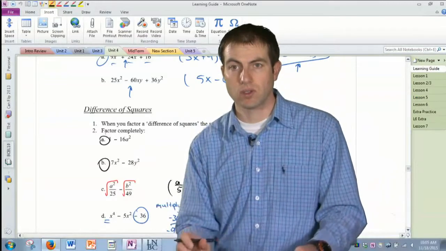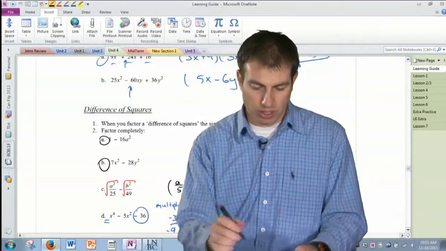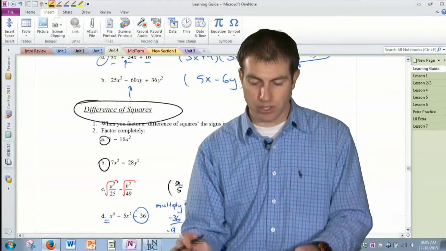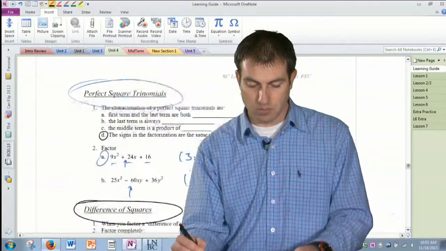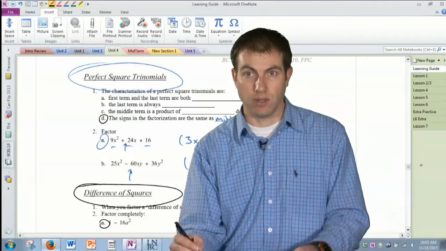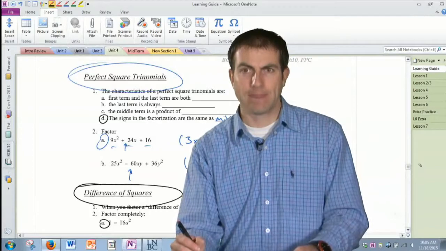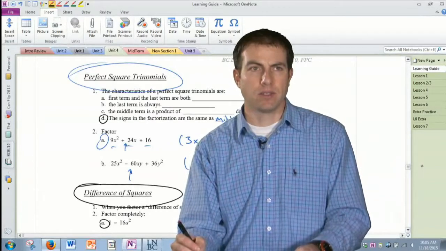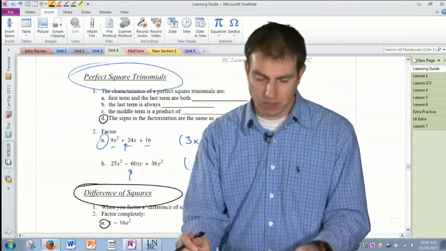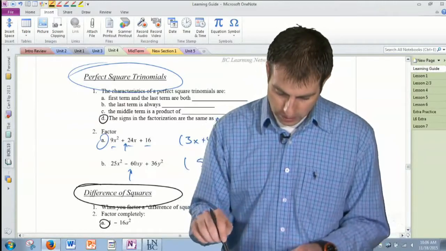Factoring perfect squares. Are you talking about difference of squares or are you talking about perfect square trinomials? I just want to make sure we're clear because I don't want to do the wrong stuff. So perfect squares or difference of squares. I see you typing perfect square trinomials. All right, let's look at these.